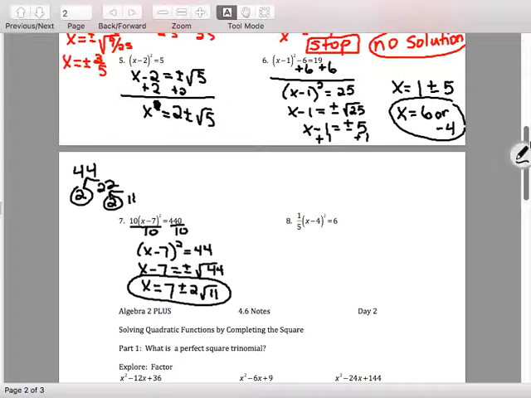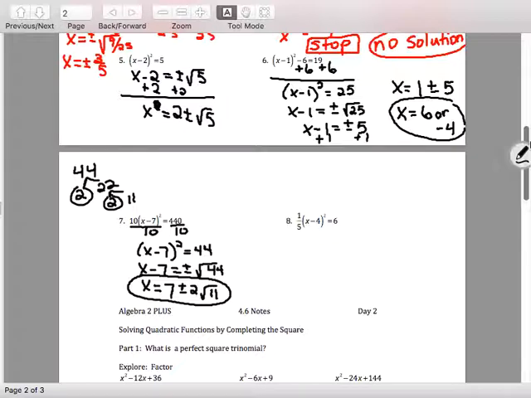So let me pause a moment and see how we're doing with this. All right, I did the plus or minus, and I think we're okay with 7 plus or minus square root 44, but you've got to remember to check your square roots to see if they can be simplified.